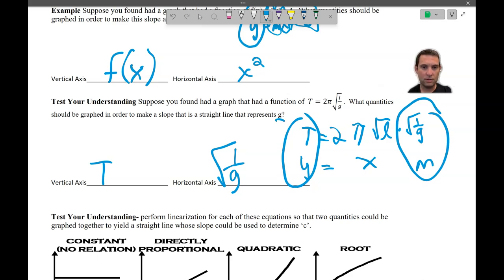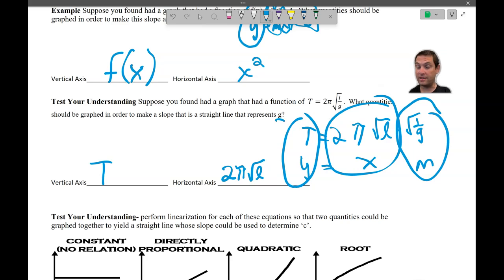No! That's what my slope's going to be. On my x-axis, I'm going to graph all of this junk, which we can do 2 pi times the square root of L. That's an acceptable answer. We can also recognize that 2 and pi are constants, so they're not really going to change anything. So we can just do T versus square root of L. And our slope will be the square root of 1 over g.